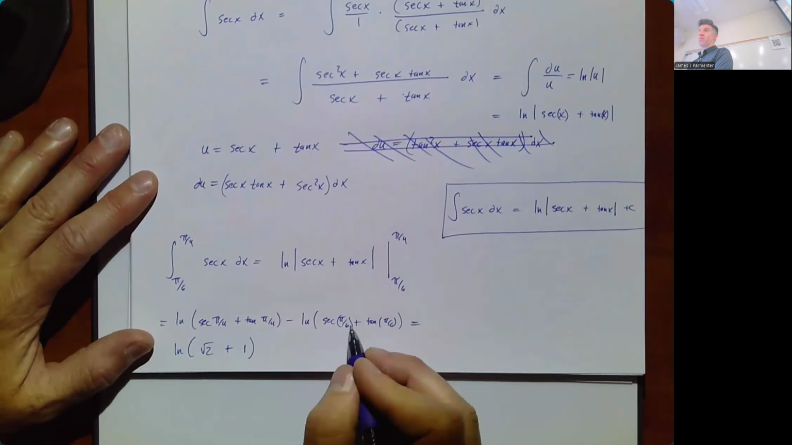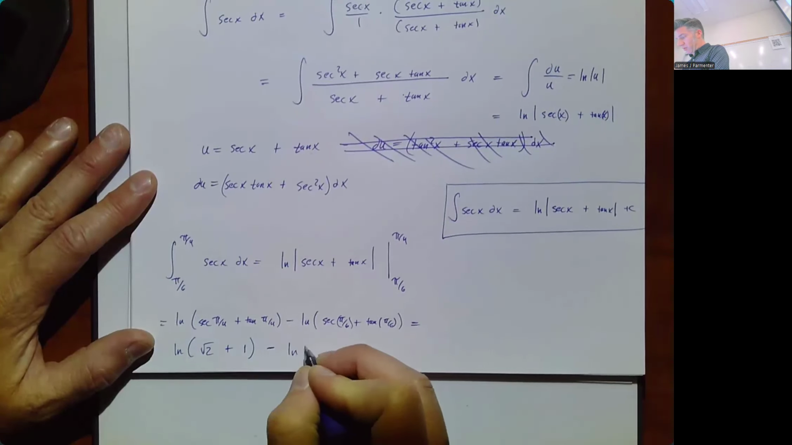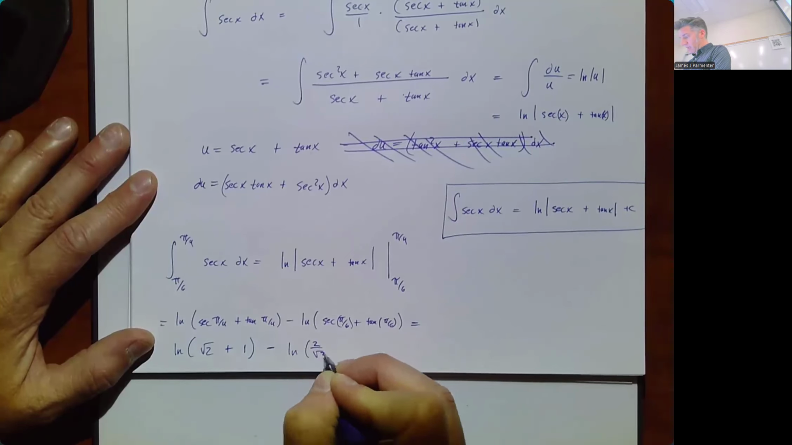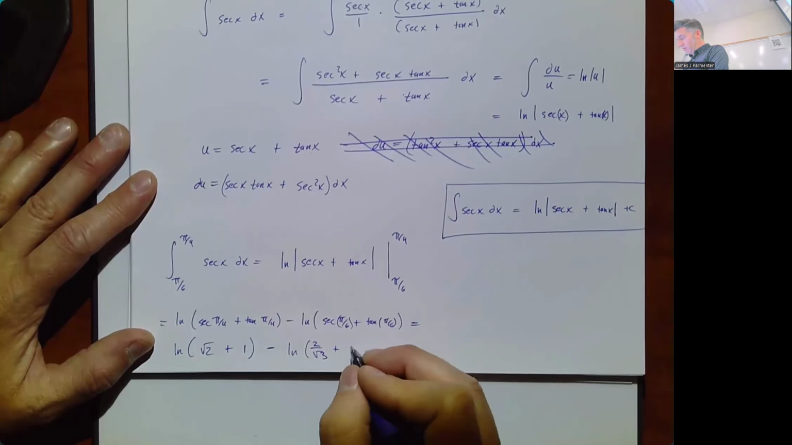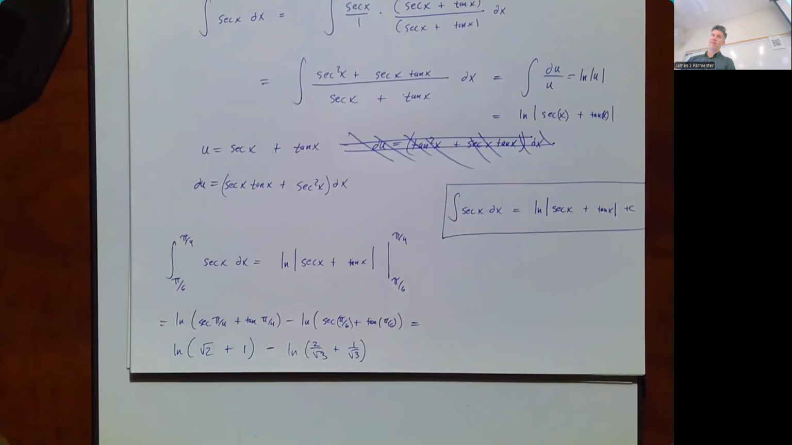Cosine of pi over 6 is root 3 over 2. So secant of pi over 6 is 2 over root 3. And tangent of pi over 6 is 1 over root 3. And I wouldn't do any more simplifying after that. I would leave it like that because I don't want to do it. That's enough.